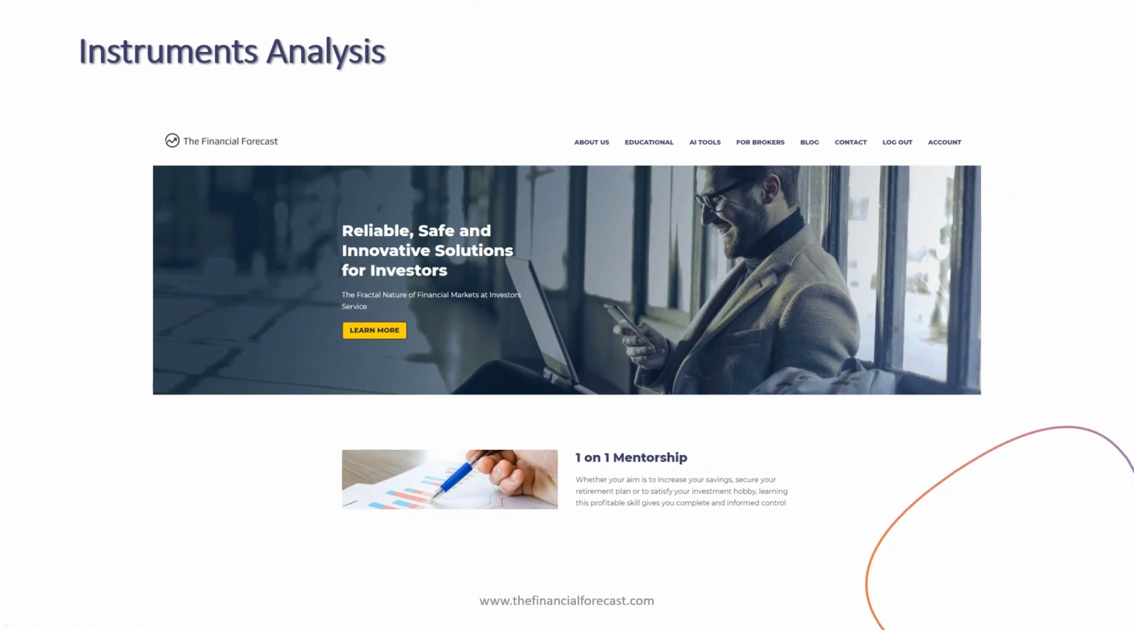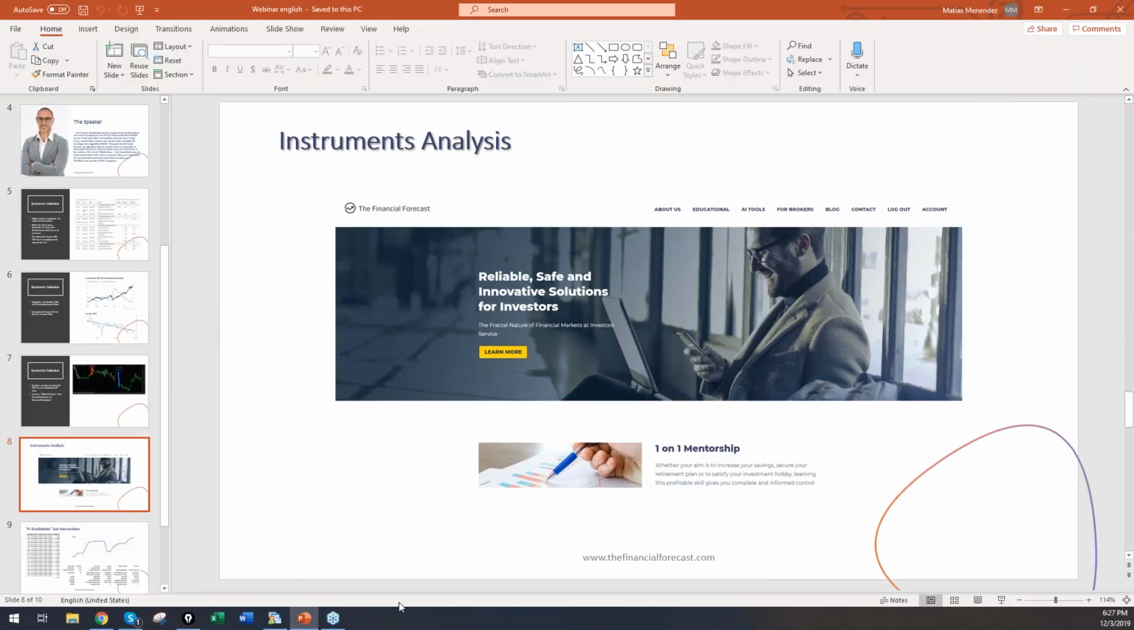Okay, we will jump to instrument analysis. So in this case, if you want me to analyze a special instrument for you, just let me know. Just drop it there in the chat box, and I will include it in the analysis. Okay, so let's go to the platform now. Just open the platform, 1 second.